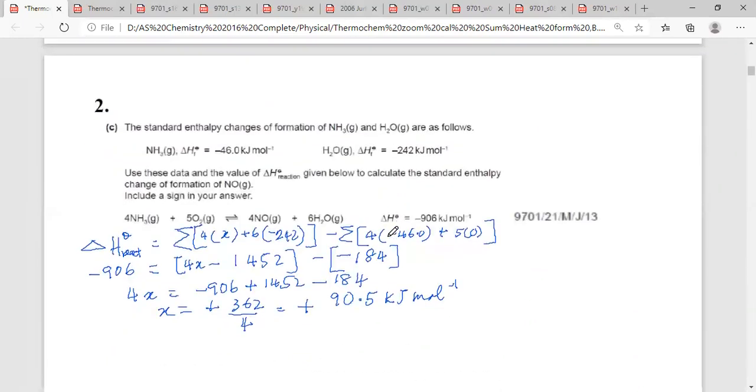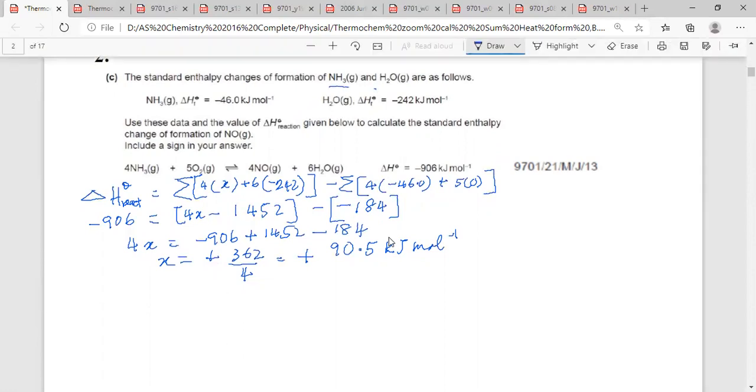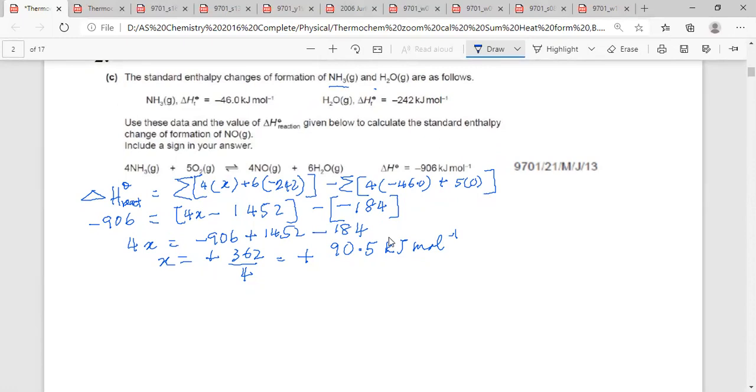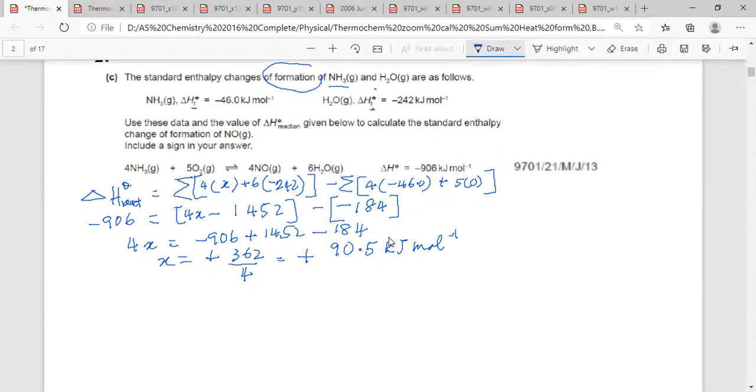Now another one here. We just go through a couple of them to show the different types of application. The standard enthalpy change for formation of ammonia and water is given below. So formation again. What is it for? Formation here. That means good, I can use the formula. Use this data to calculate the value for heat of reaction, and this is the reaction here.